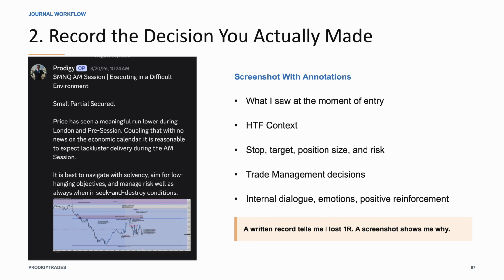A simple psychological prompt is, what was I feeling? What did that feeling make me want to do? And did I act on it? Having all of this information on a screenshot shows what was available in real time, what I correctly identified, what I overlooked, and everything that was going on inside my head at the time.